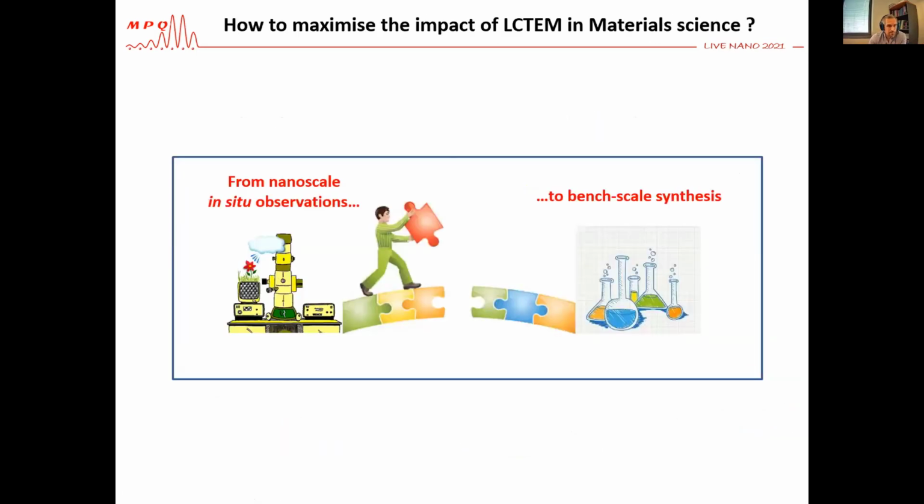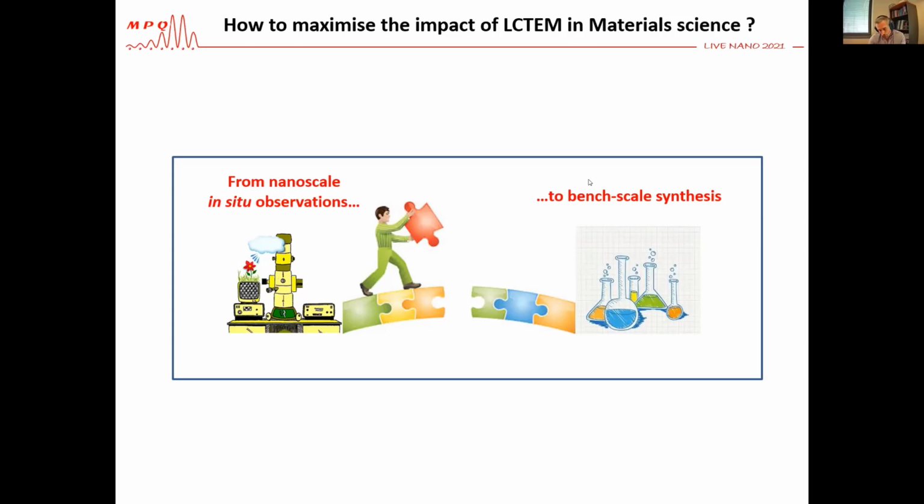The second study I want to show you on that topic is something that electron microscopists have to do to maximize the impact of liquid cell TEM in material science. We really need to catch the attention of colloidal chemists. And to convince them, we really need to reduce the gap between nanoscale in situ observation and bench scale synthesis. A good way to do that is to prove that the processes observed in the liquid cell are exactly the same as what's going on in their beaker.